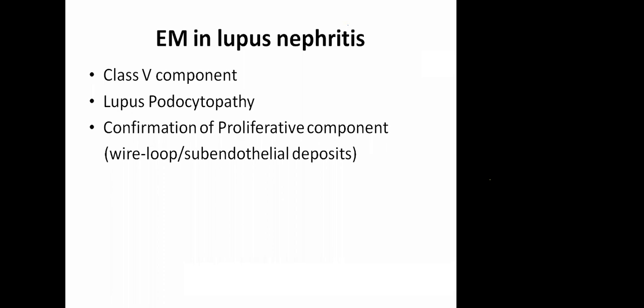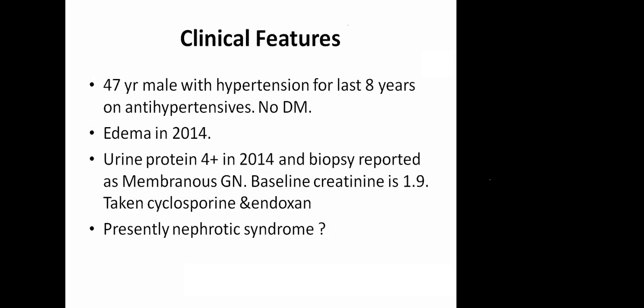It is not required for confirmation of the proliferative component, because that proliferative component you have already diagnosed on LM. If there are crescents or endocapillary proliferation, they are all already diagnosed on LM. So practically, the role of EM is for confirming the class 5 component and for ruling out lupus podocytopathy. So I'll come to another case.